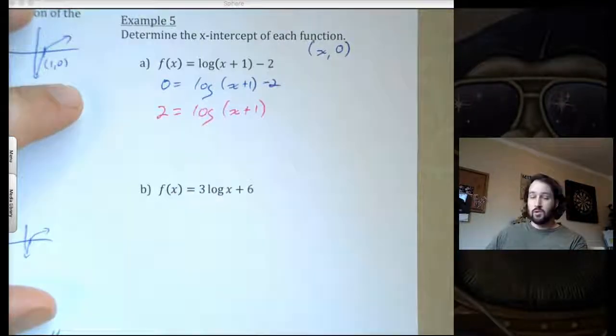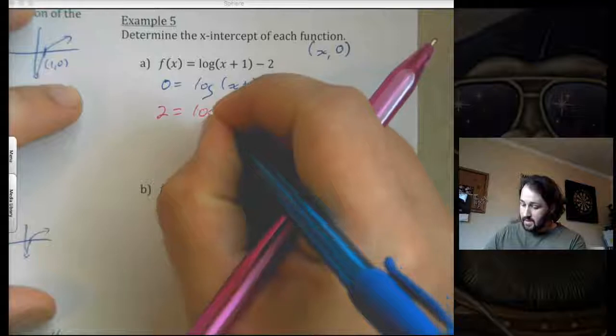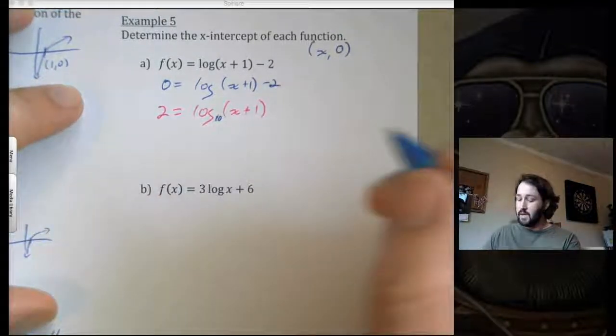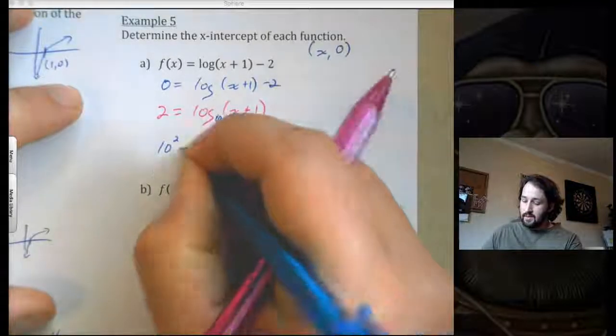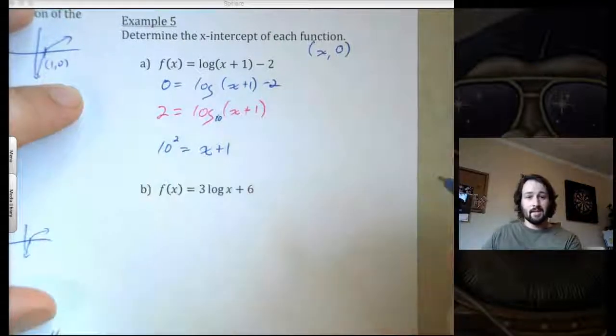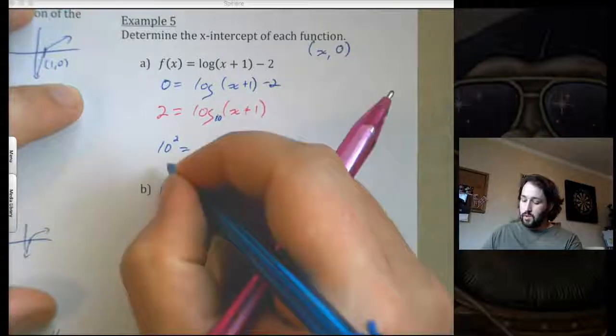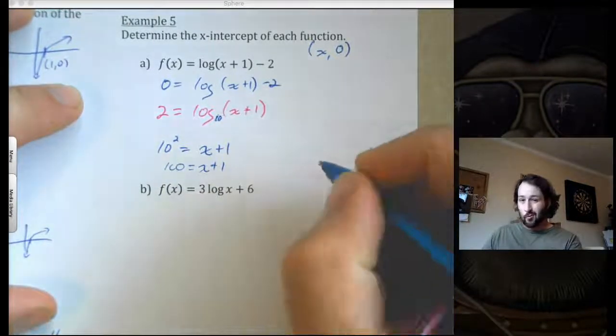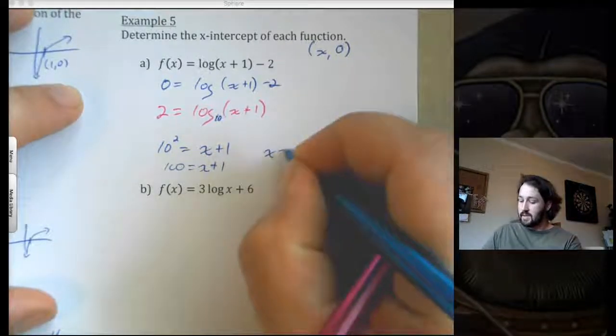Remember, for a log, whenever you don't see the base, it is understood to be 10. So now if I'm stuck in log form, I'm going to rewrite in exponential form. So I have 10 to the second equals x plus 1. 10 to the second is 100. So 100 equals x plus 1. So if I subtract that 1, then I get x equals 99.